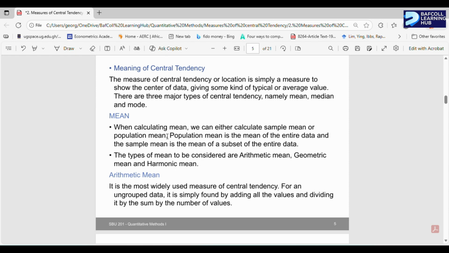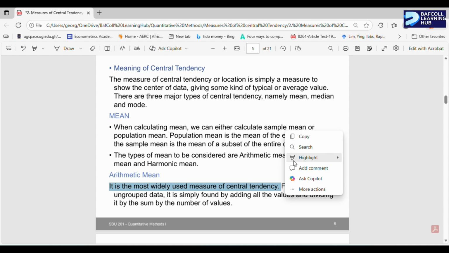Now, there are other types of mean that we can also consider. We can look at the arithmetic mean, the geometric mean, and the harmonic mean. The arithmetic mean is what is mostly used, because when we talk of mean, we are usually talking of the arithmetic mean. Take note: the arithmetic mean is the most widely used measure of central tendency.